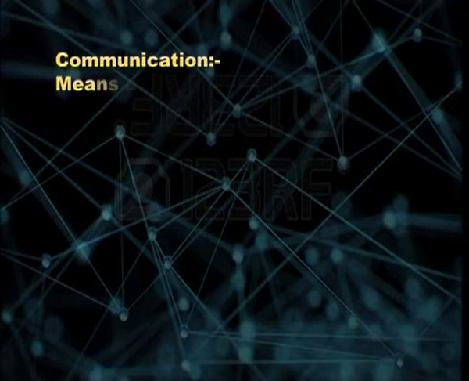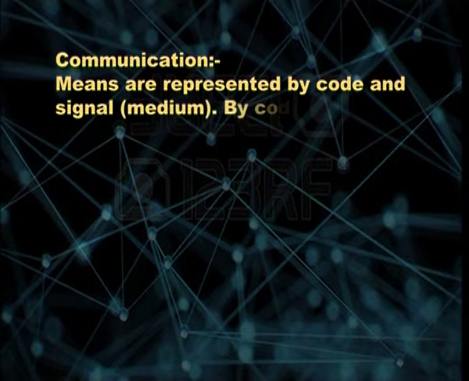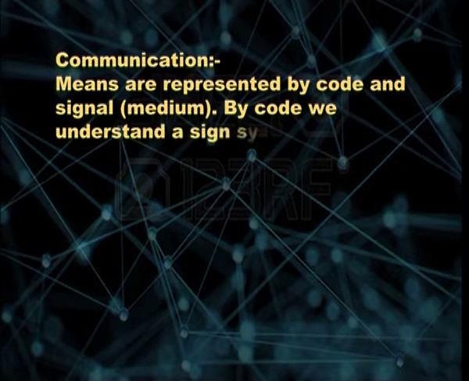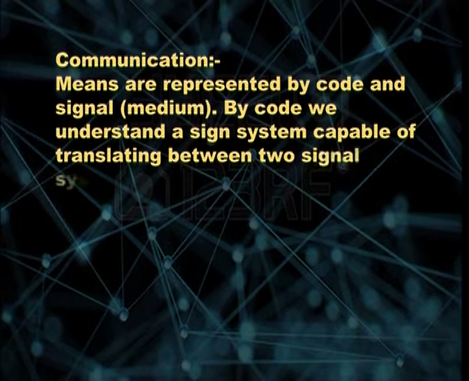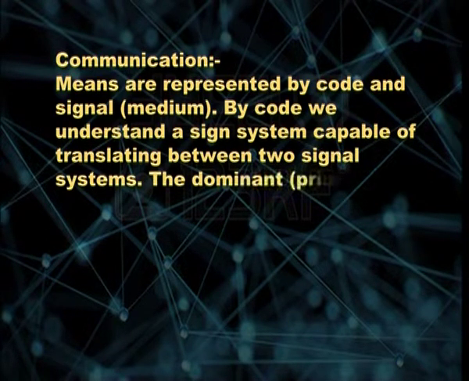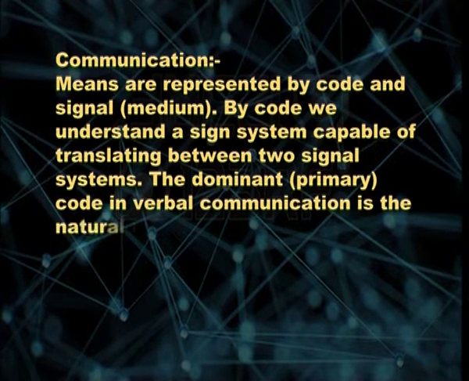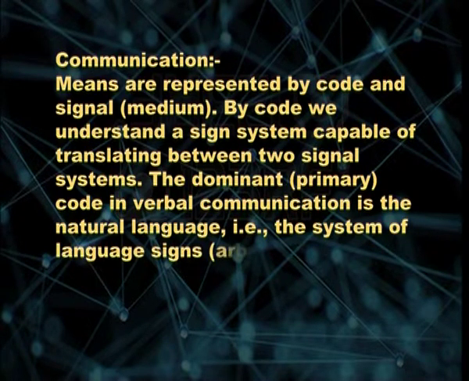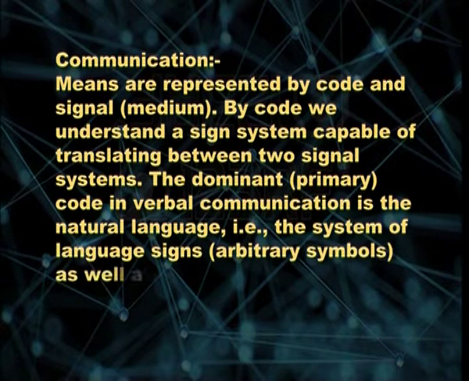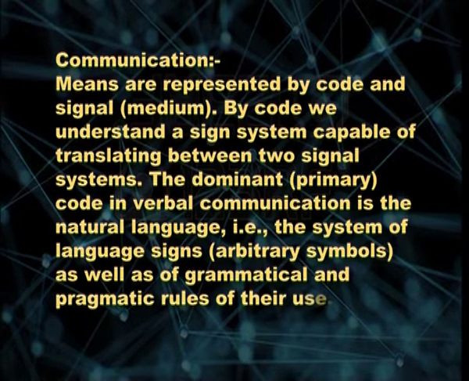Communication means are represented by code and signal, that is the medium. By code, we understand a sign system capable of translating between two signal systems. The dominant, that is the primary code in verbal communication, is the natural language, that is the system of language signs, that is arbitrary symbols, as well as of grammatical and pragmatic rules of their use.